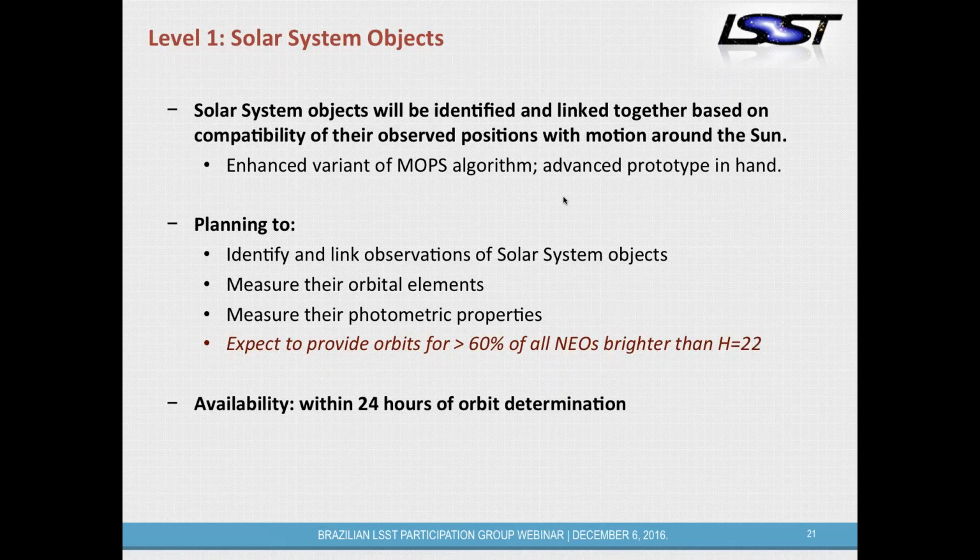As I said, to determine that something is an object in the solar system, you need to reobserve it multiple times, roughly over a period of about 2 weeks. But once we've collected enough observations, we can determine an orbit, and then we make it public within 24 hours or so. So this is Level 1. This is what you get immediately, within 60 seconds to a day.